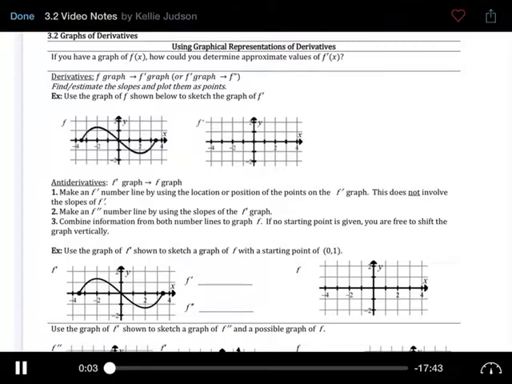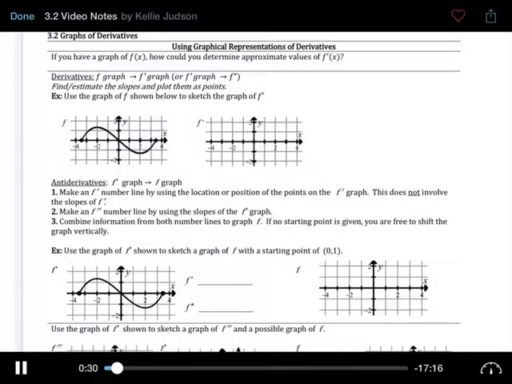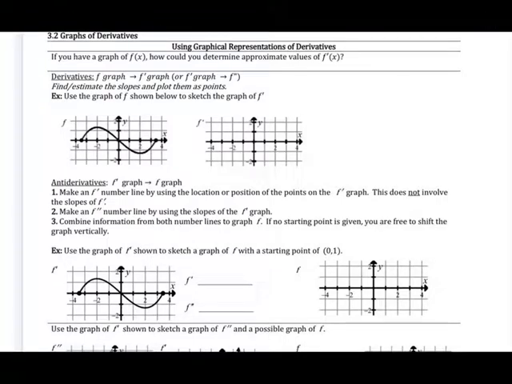In 3.2, we're going to be talking about the relationship between a function, a first derivative, and a second derivative, but we're going to be focusing on the graphical representation of those graphs. So if we're given the graph of a function, what does that tell us about the derivative? If we're given the graph of the first derivative, what does that tell us about the function? And what does that tell us about the second derivative? And how do those graphs relate in a way that could help us identify or recreate a graph given one of those three graphs? So that's really the focus of today.